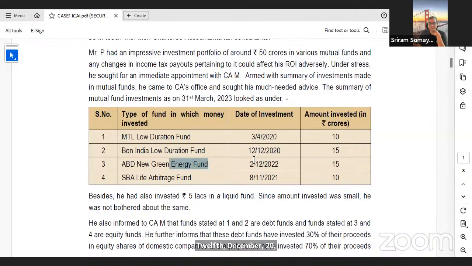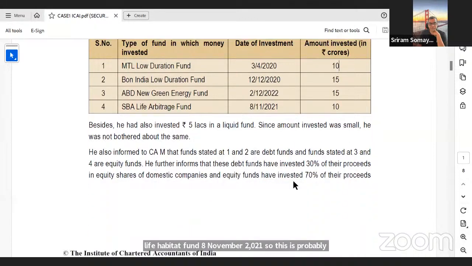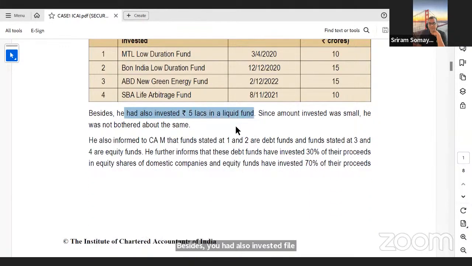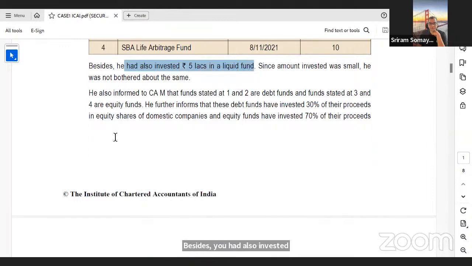ABD Green Energy Fund, 2nd December 2022, so less than a year, 15 crores. SBI Life Arbitrage Fund, 8th November 2021. So this is probably more than a year, but less than 3 years, 10 crores. So 10 plus 15, 15 and 10 adds up to 50 crores. Besides, he had also invested 5 lakhs in a liquid fund. Since amount invested was small, he was not bothered about the same.